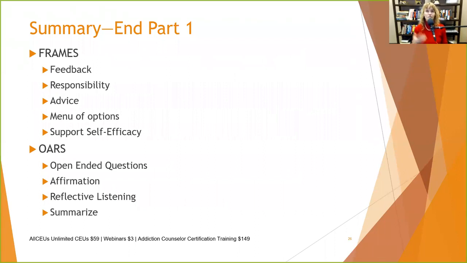The OARS acronym stands for open-ended questions, affirmation, reflective listening, and summarizing. And that's a neat acronym you can use and have your techs and maybe even your first-line intake staff learn in order to help clients start feeling motivated and accepted the minute they come to check in.